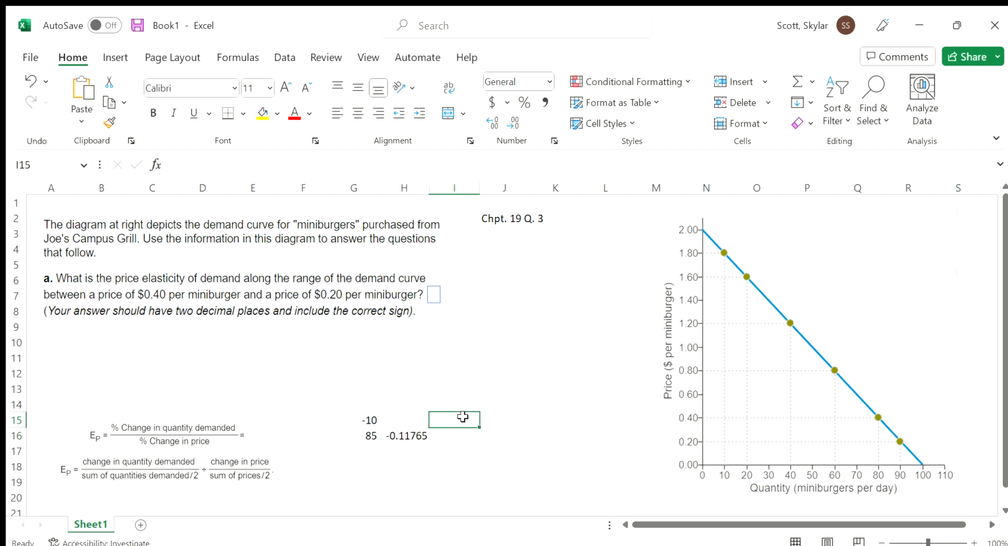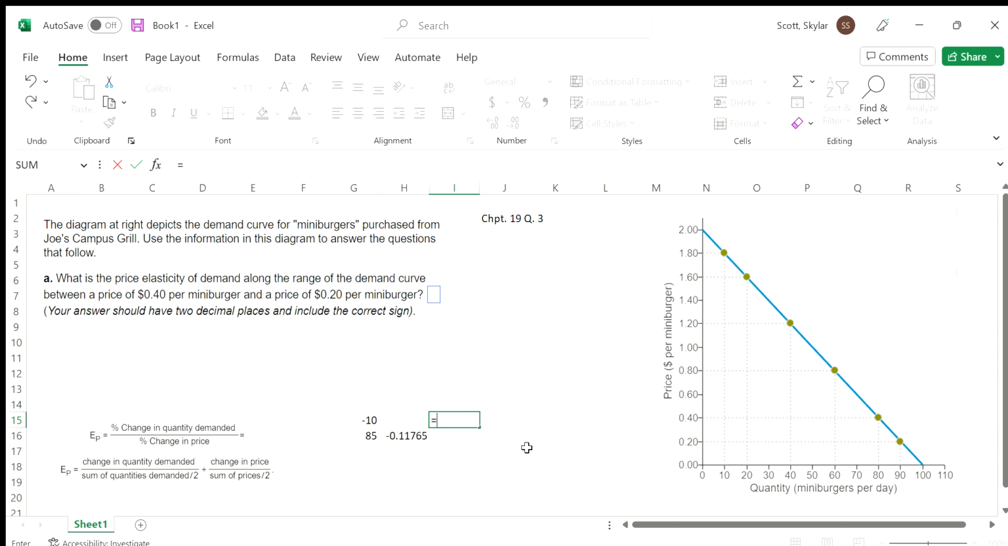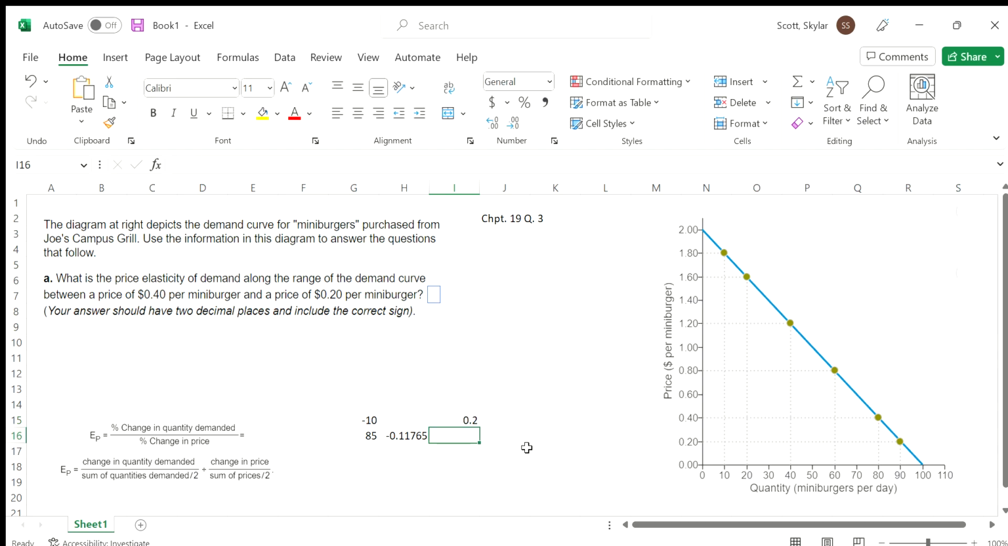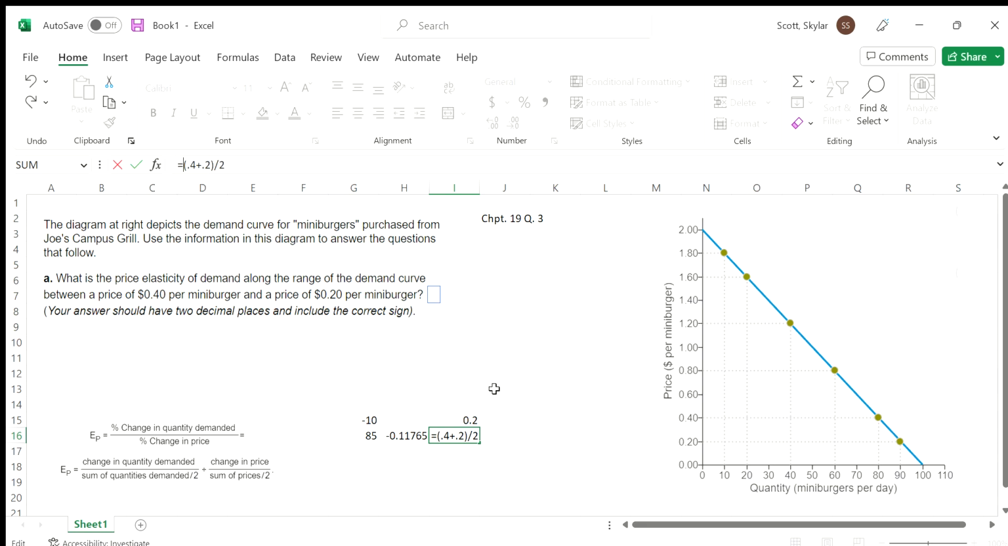We're going to do the same thing now, except we're going to do it with the change in price. So we'll use 40 cents and subtract it from 20 cents, which is going to be our marginal change. And then for the denominator, we'll go ahead and sum the 2 prices. So 40 cents plus 20 cents. We're going to divide that by 2. Don't forget in Excel, you're going to start each equation with an equal sign. Even I can forget from time to time.